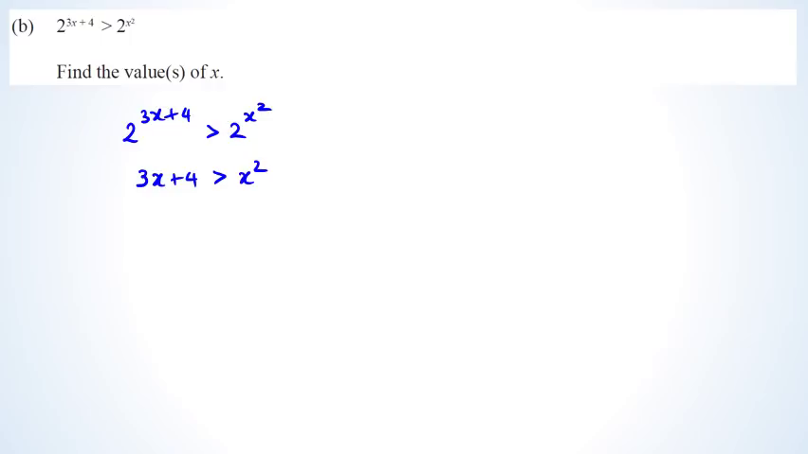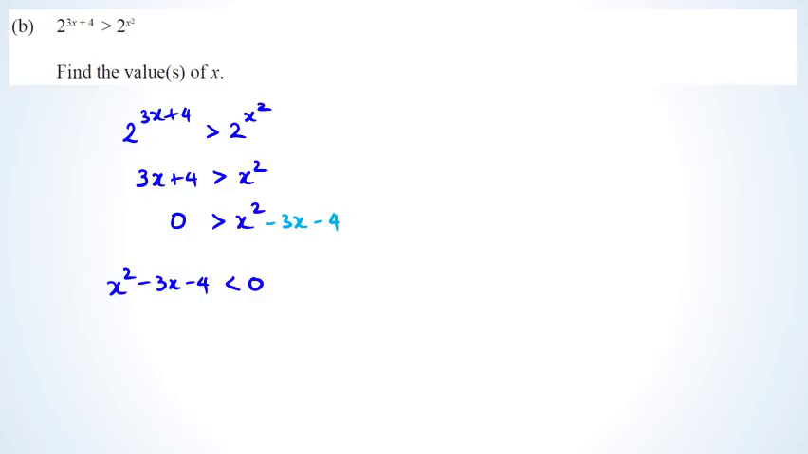Rearranging this, you end up writing 0 is greater than x squared minus 3x minus 4. In other words, I could rearrange and write this as x squared minus 3x minus 4 has to be less than 0. Or, for what values is it less than 0?